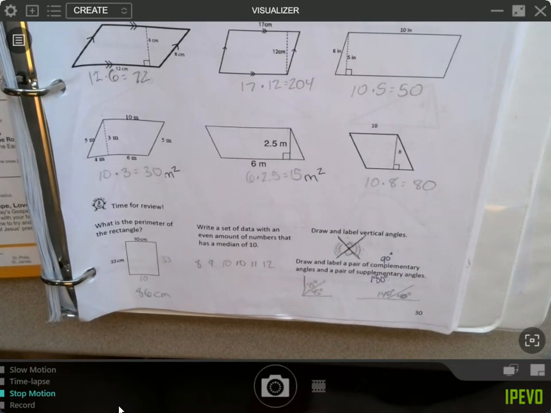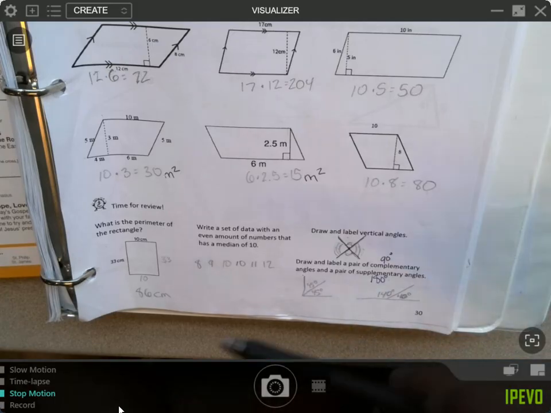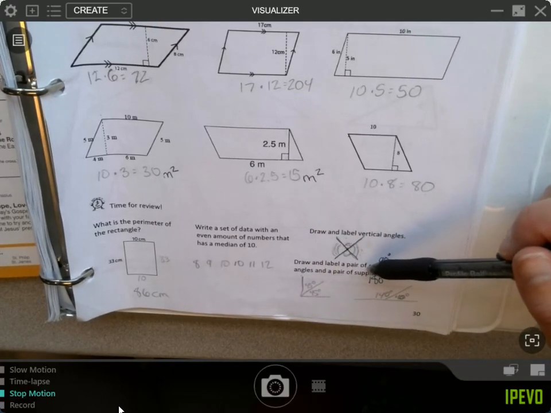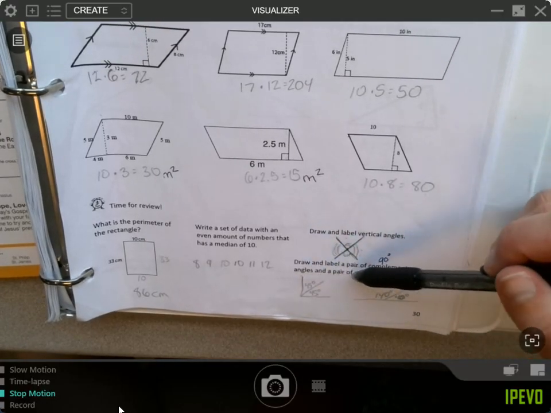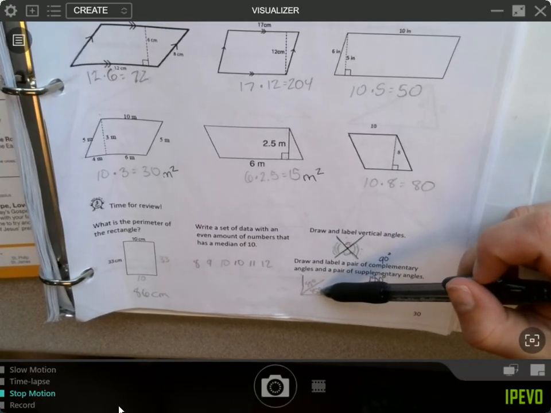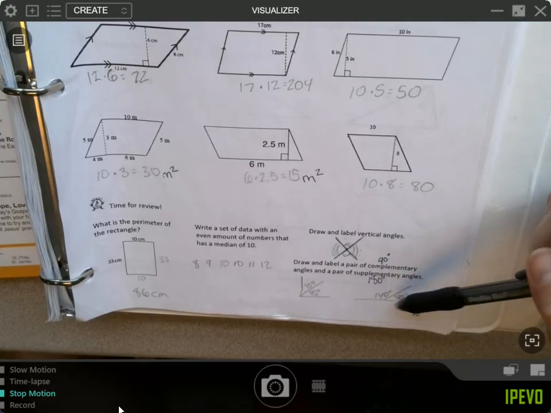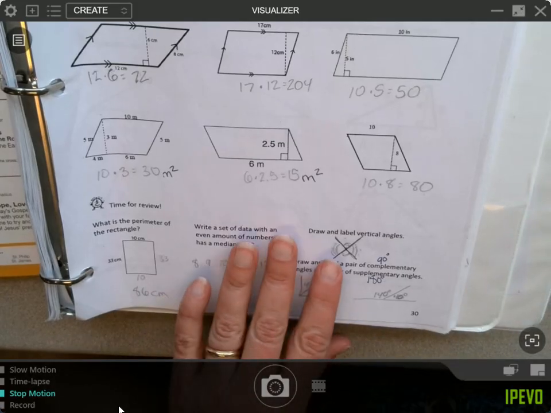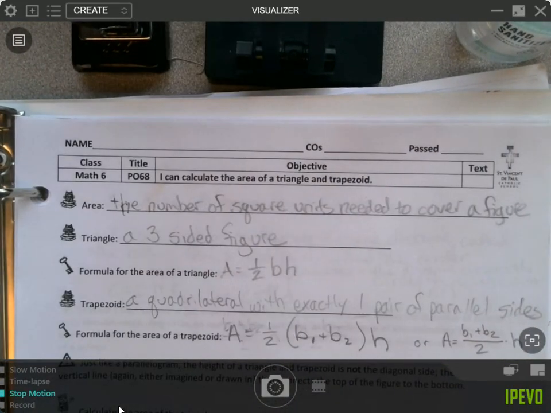Emma, did you have a question? I did 140 and then 40. That works, yep. And then make sure the opposite one is that same degree. And it says draw and label a pair of complementary angles and a pair of supplementary angles. Complementary angles, you add them together, they equal 90. Supplementary, you add them together, they equal 180. So make sure they add to the right number. Any questions on that? All right, let's look at 68.